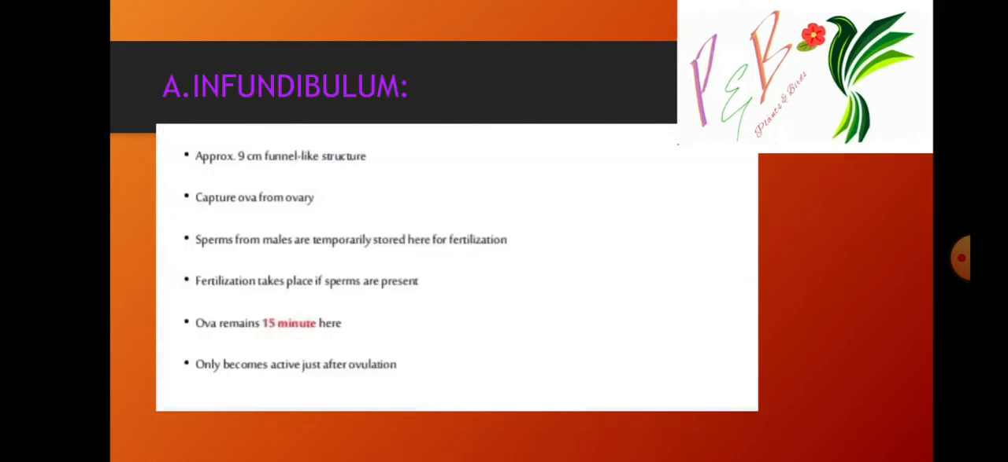Firstly, the infundibulum, approximately 9 centimeters in length and a funnel-like structure. It captures ova from the ovary. It will capture the ova when the follicle ruptures and the release of ova takes place. Sperms from males are temporarily stored here for fertilization. Fertilization takes place if sperms are present.